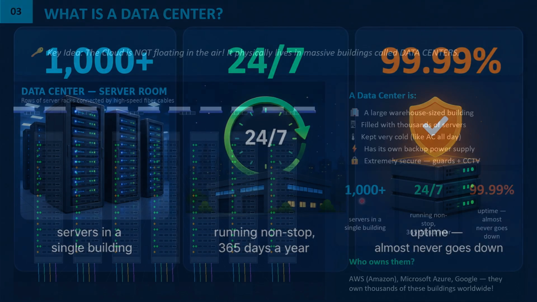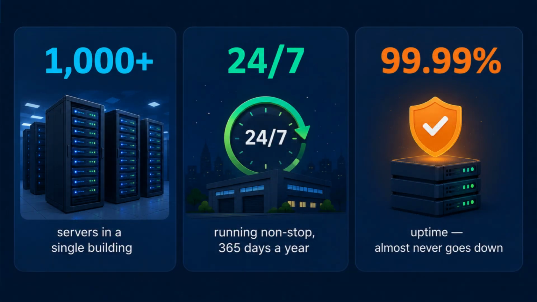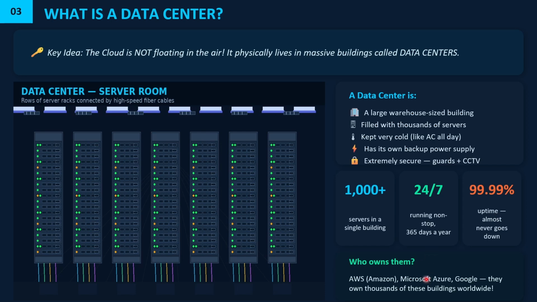There are thousands of servers in a single building, running non-stop 24/7, 365 days a year, with 99.99% uptime, so it almost never goes down. Who owns them? Amazon has AWS, then there's Microsoft Azure and Google Cloud Platform. They own thousands of these buildings worldwide to provide you the cloud service.